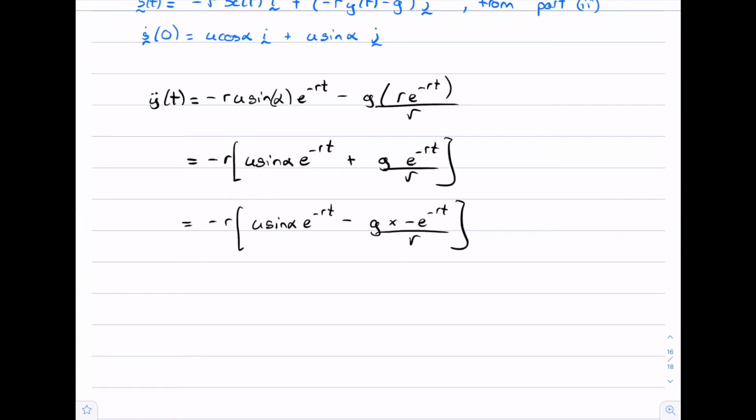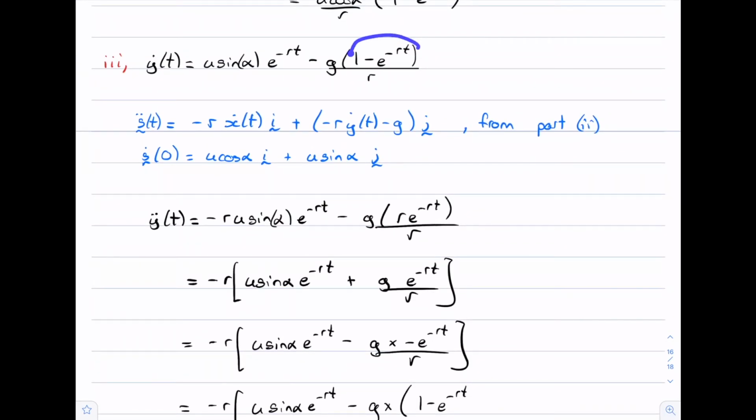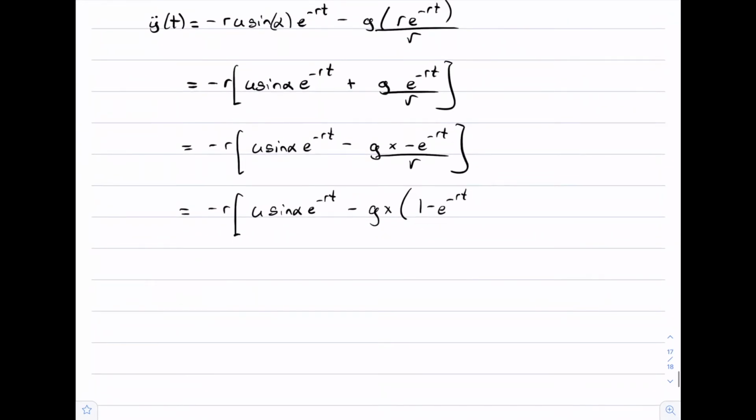Now I can do that trick of adding 1 and subtracting 1 on the numerator. So we've still got this u sine alpha e to the minus rt minus g times, let's add 1, and that looks good because that's exactly what we've got up here, what we're going for. But then we can't just add 1 for nothing, we also have to subtract 1 to compensate for that. Okay, next step. To make it look exactly like y dot, we have minus g.